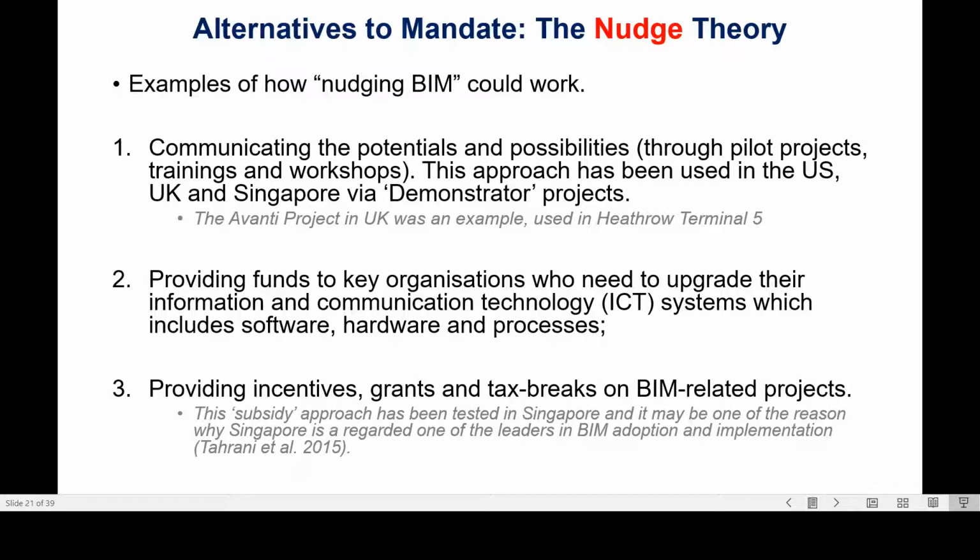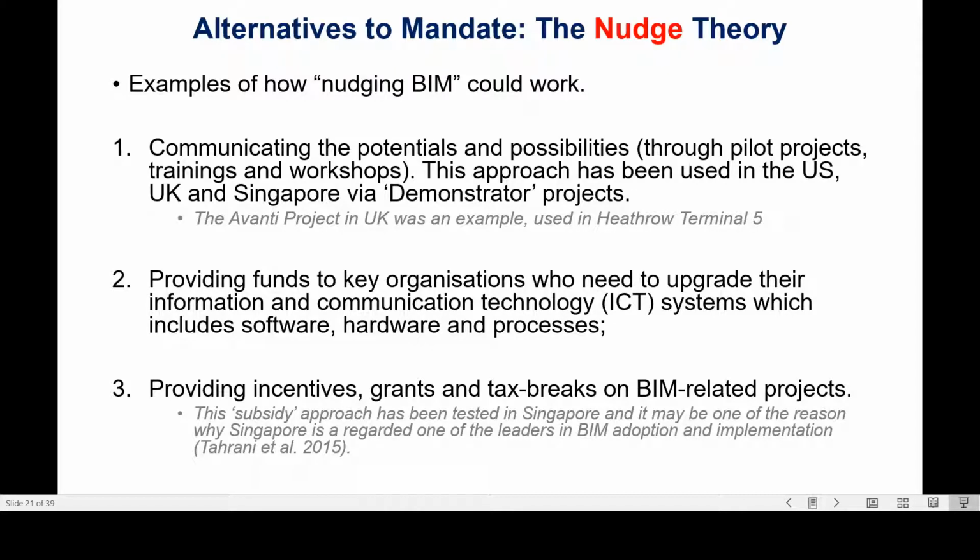So when you think about how nudging BIM could work, like I explained earlier, when you communicate the potential and possibilities of BIM or digital technologies through pilot projects, trainings and workshops, that is one way. This has been used in Singapore and the US through demonstrator projects. In the UK, a popular demonstration project was the Avanti project, which involved the design and construction of Heathrow Terminal 5. Another approach you could use is to provide funding to organizations who need to upgrade their ICT systems.